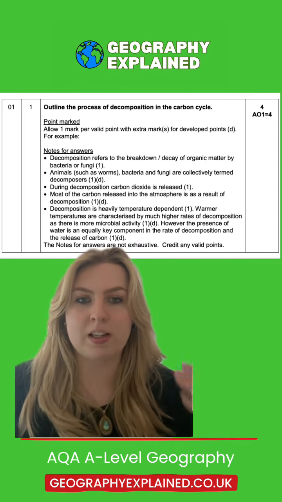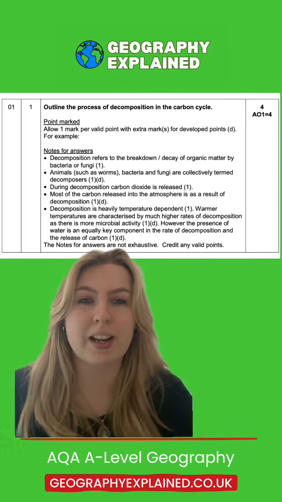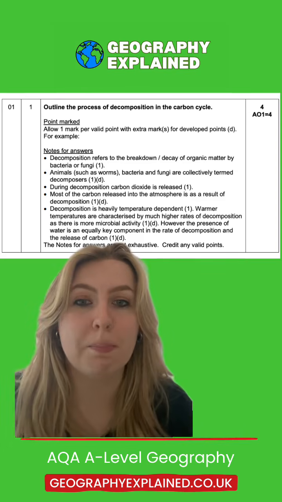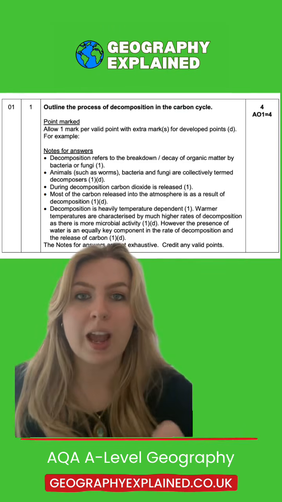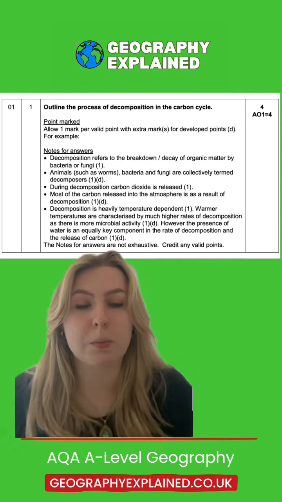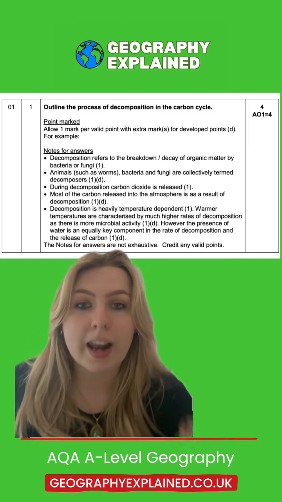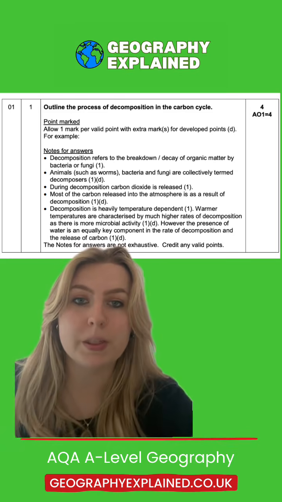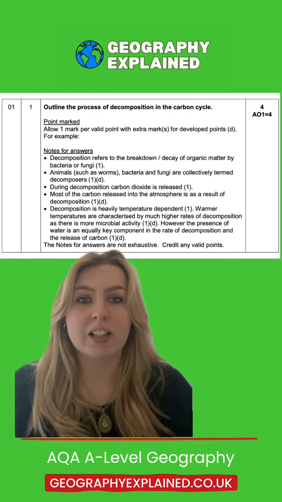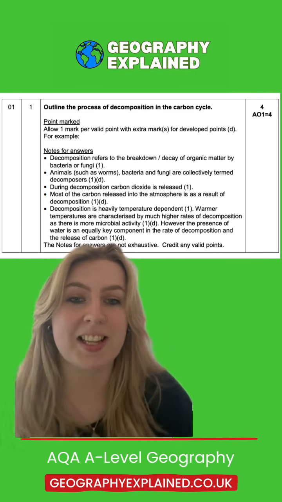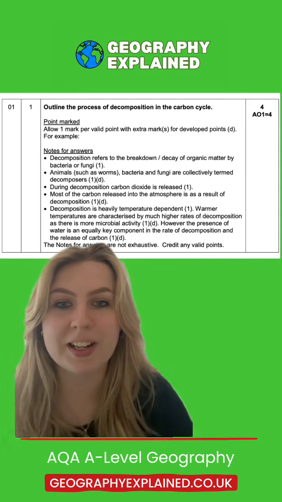And decomposition in the carbon cycle is that breakdown or decay of organic matter by bacteria or by fungi. Animals such as worms, or you might use the posh word detritivores, bacteria and fungi are collectively termed decomposers. During decomposition, carbon dioxide is released. So it really is that simple to get one of those golden points in your A-level.